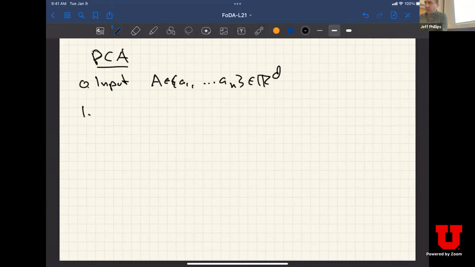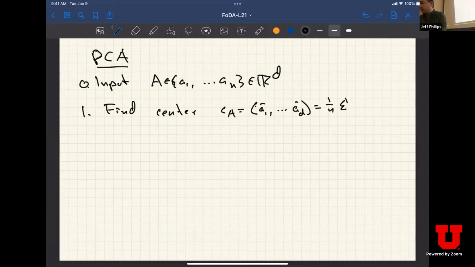Okay, so one, I'm going to find the center, A1 bar up to AD bar, which is equal to 1 over N, the sum from i equals 1 to N of Ai. I can just write this in linear algebra notation, in fact. I can just take the average of the vectors and I get this back, okay?